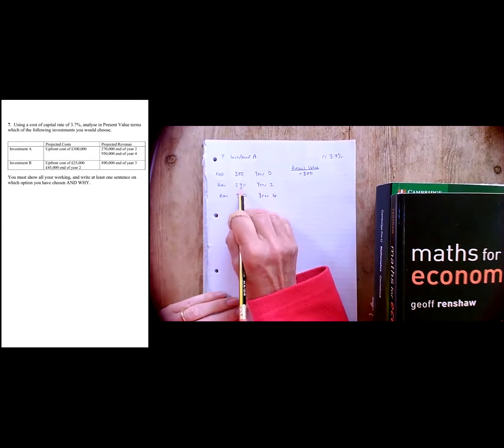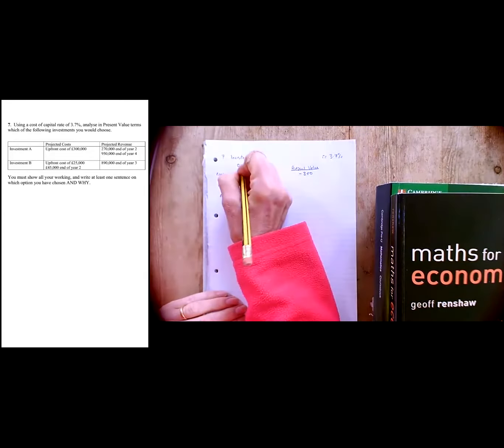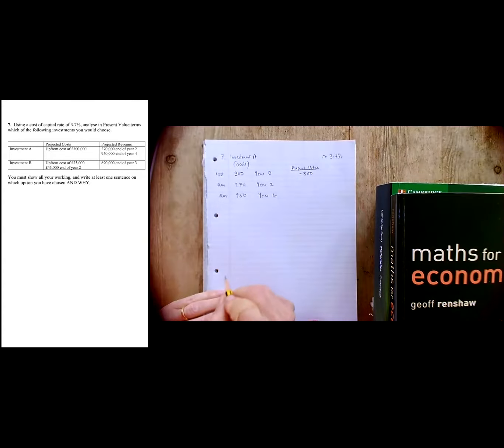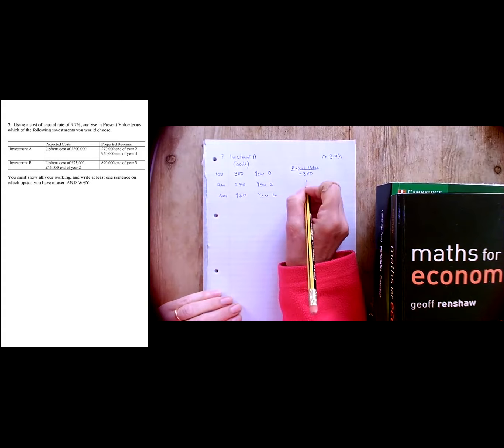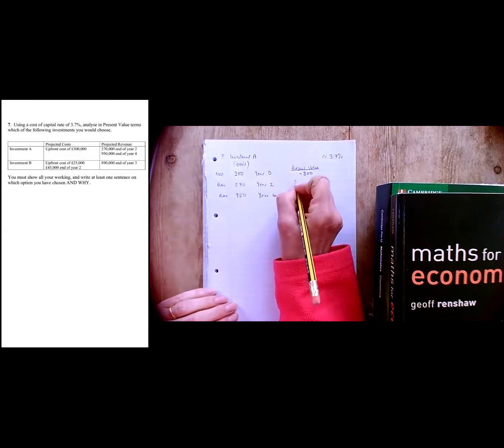Year 2, we get 270,000. I've stripped out the thousands here. This is all thousands. So 270, but we have to wait 2 years for it. So we need to discount this back to the present.